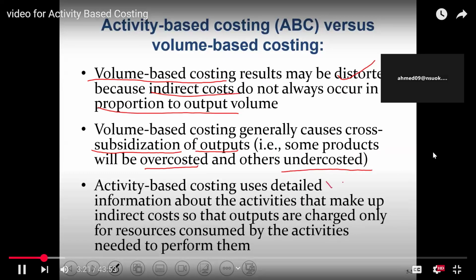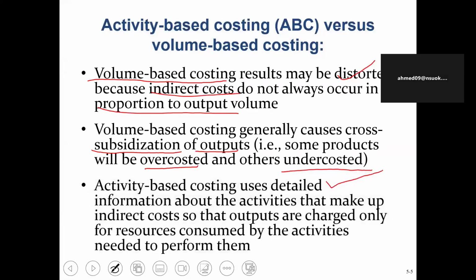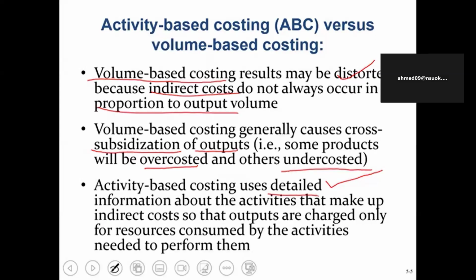Activity-based costing uses detailed information. And that's why a lot of companies abandon this method, because it needs collection of so much data. And sometimes they may say it's not worth it. So that information actually comes from the personnel who are handling those product lines. And they have to tell you exactly how much time, how many hours, we spend on this.